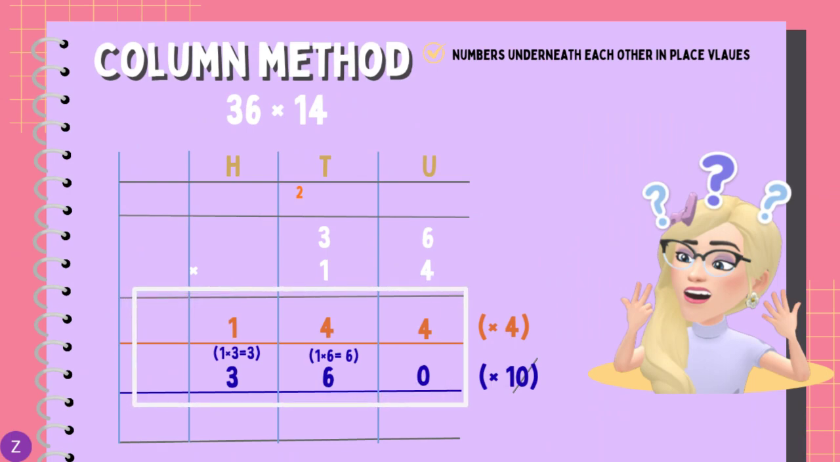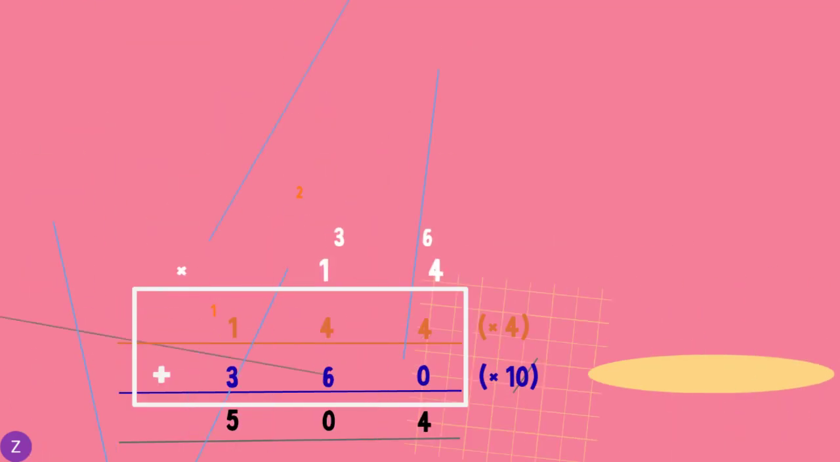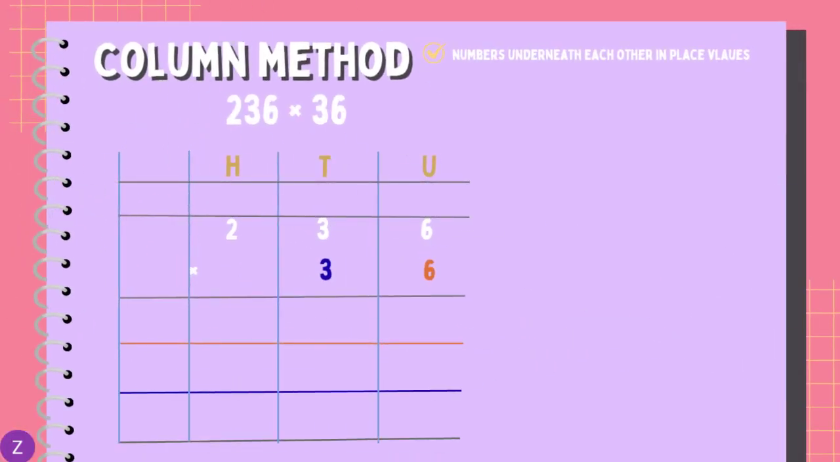So we must now add again from the unit side. 4 plus 0 is 4. 4 plus 6 is 10. The 0 goes to the bottom and the 1 is carried over. Then it is 1 plus 1 plus 3, and that will give us 5. I'm now going to just explain it with a bigger number.